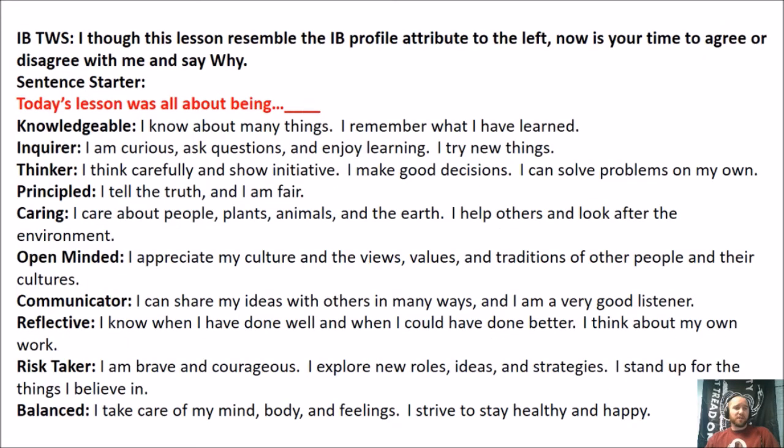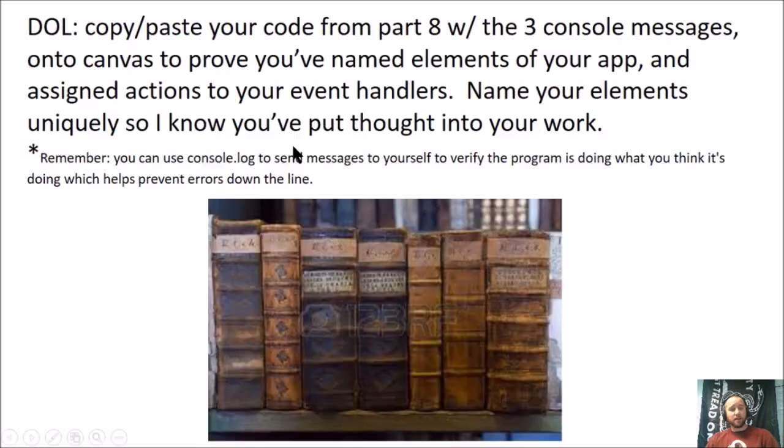So, that was it for the lesson. Choose an IB profile attribute to fill into the blank. When you're done with that, here's the DOL. You're going to copy and paste code from part 8 with the 3 console messages, just to prove you've named elements of your app and assigned actions to those event handlers. Don't forget to name your elements uniquely, so I know you've put in thought into your work. And this particular assignment's going to take me extra long to grade because I'm reading through the code, so just be patient with me, but I'll get you your feedback as quickly as possible.